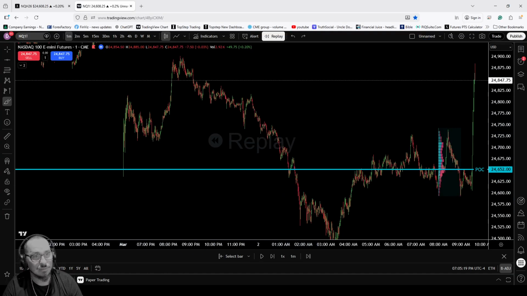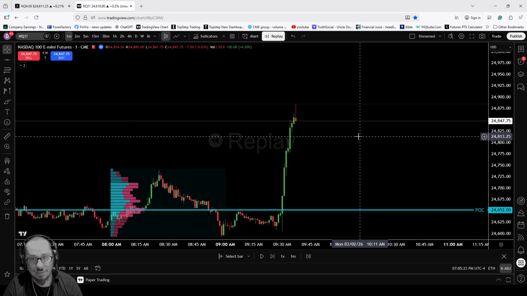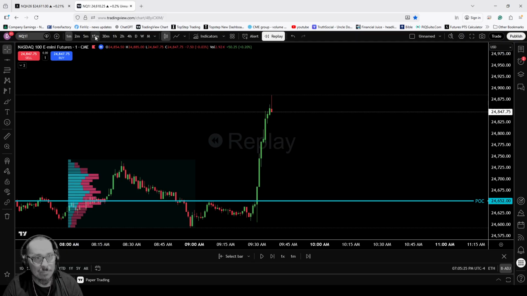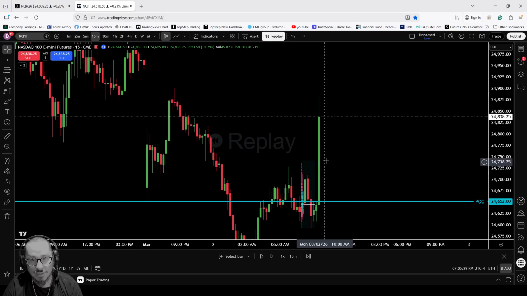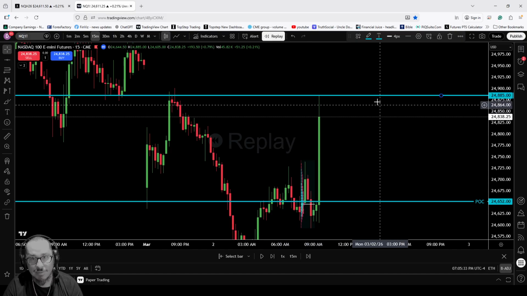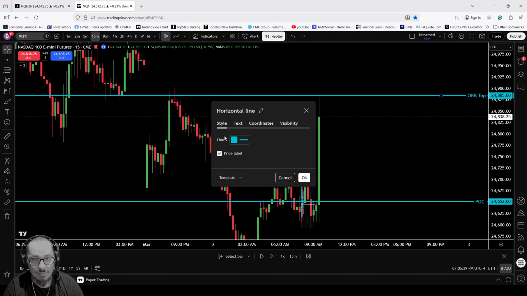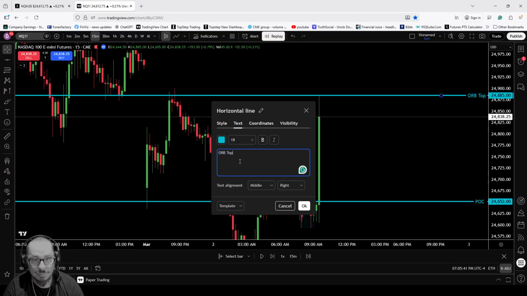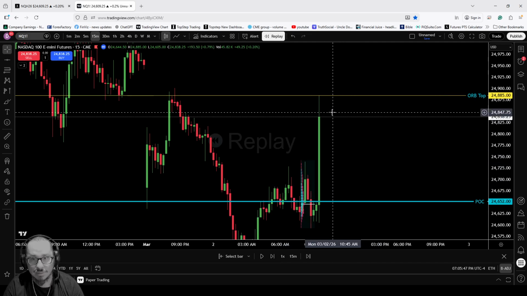So basically, with that being said, if we tap the zone that was previously a sell zone, let's mark our 15-minute ORB, which is basically right here. So this is the ORB top. So we're going to put here ORB top. And then we're going to put the line yellow. And let's do the bottom.